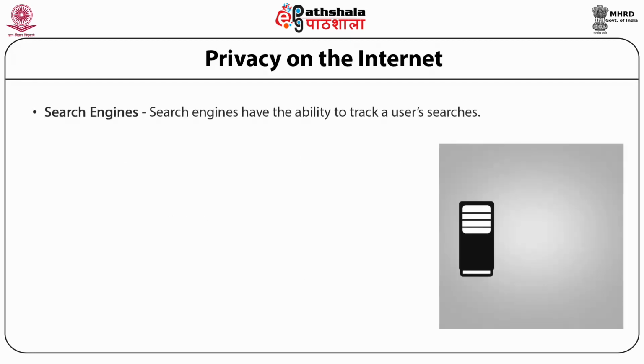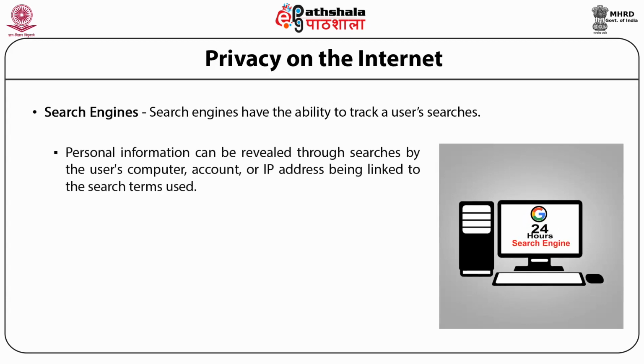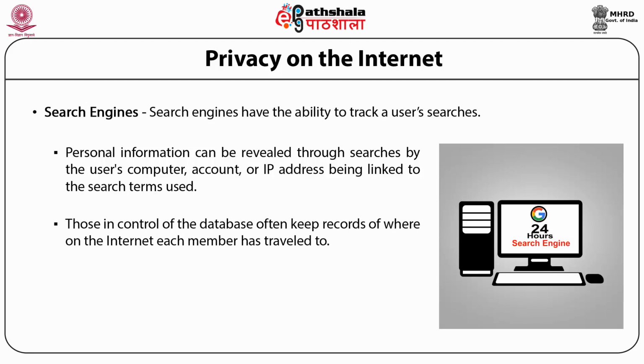The search engines. These search engines have the ability to track a user's searches. Personal information can be revealed through searches by the user's computer, the account, or the IP address being linked to the search terms used. A search engine takes all of its users and assigns each one a specific ID number. Those in control of the database often keep records of where on the internet each member has traveled to.